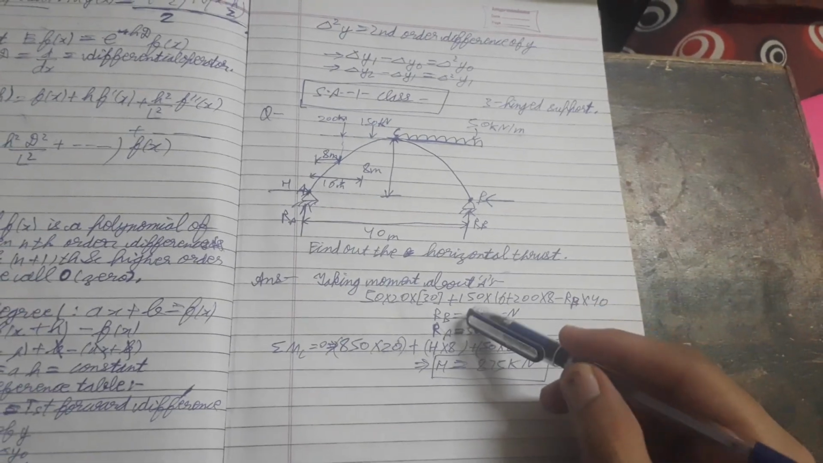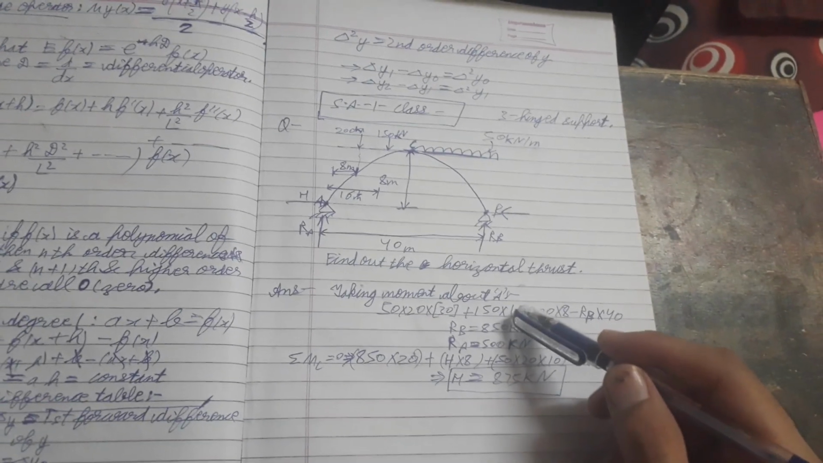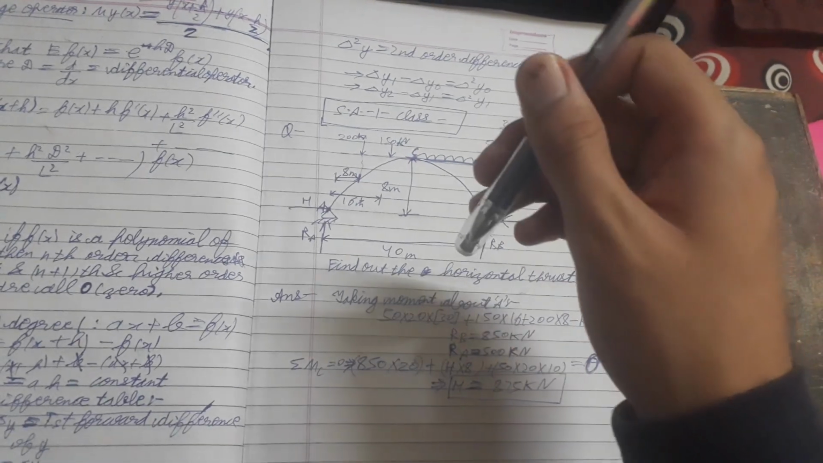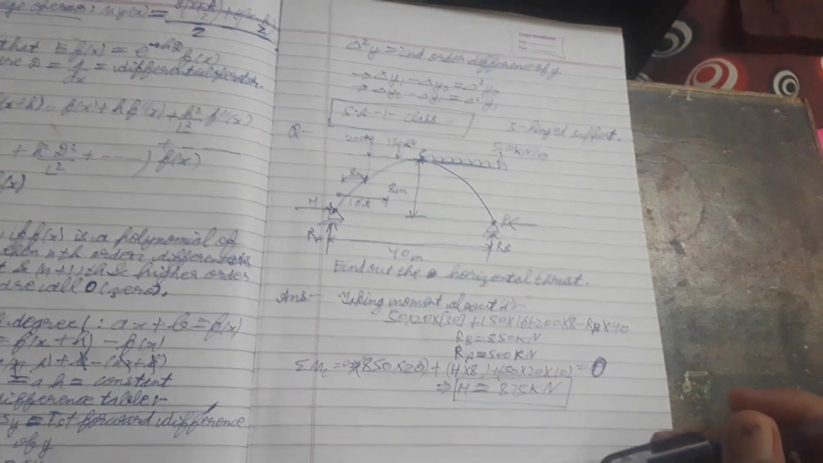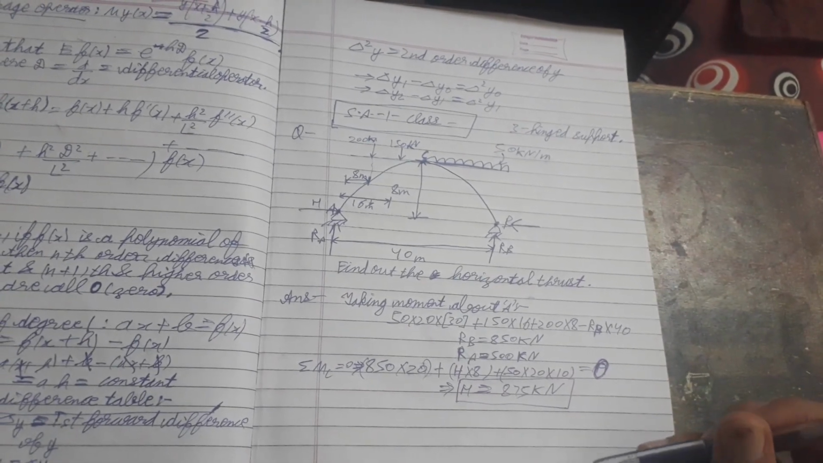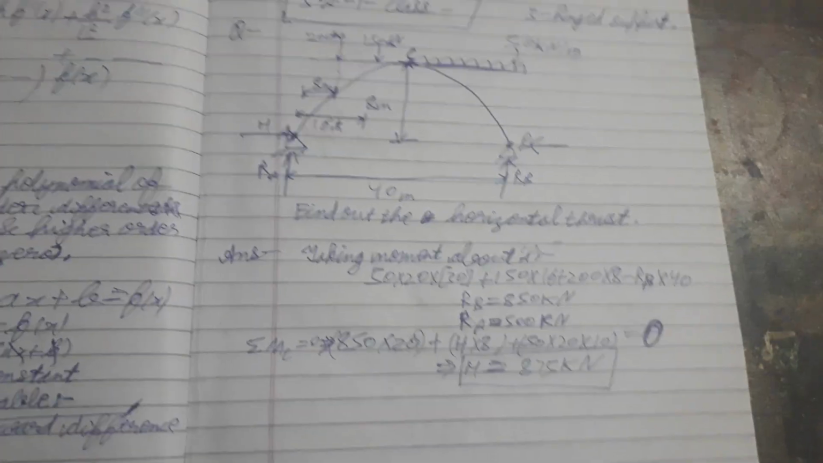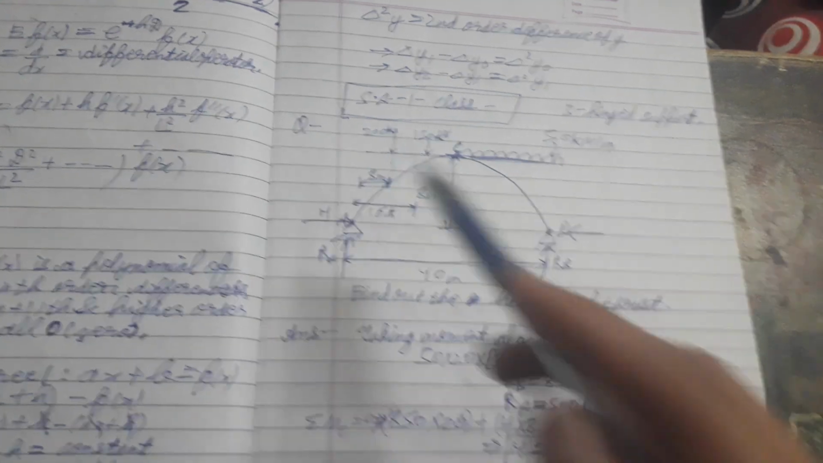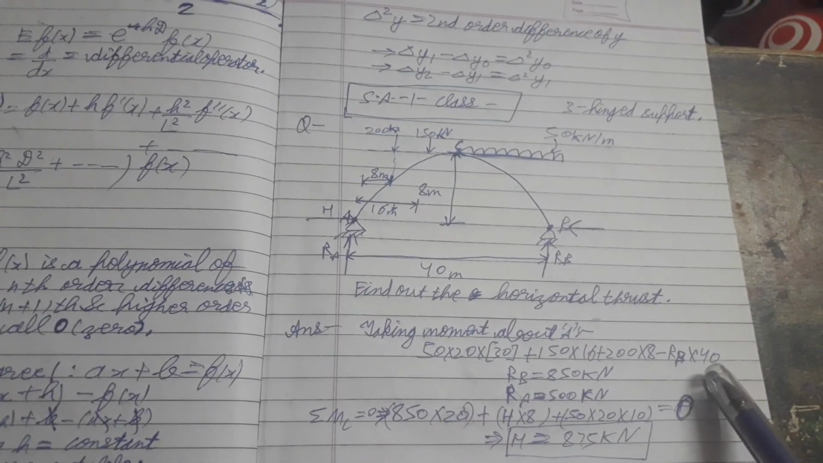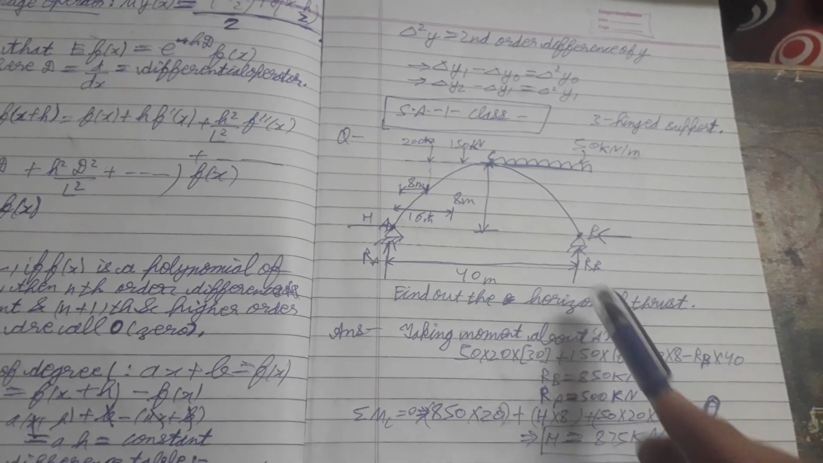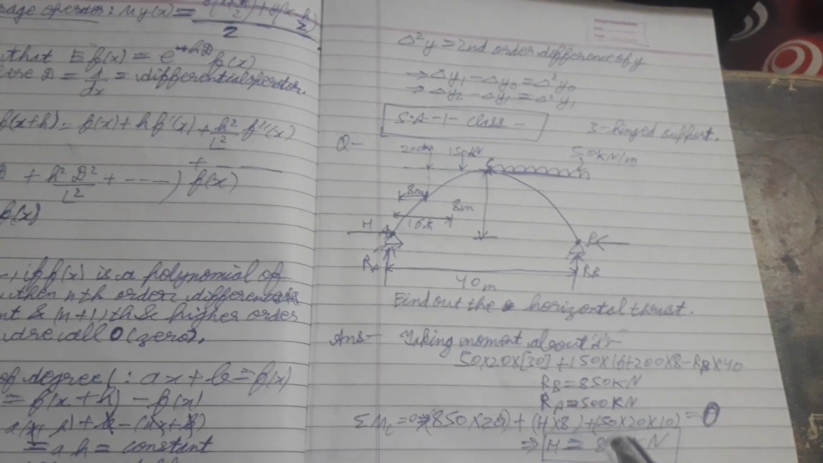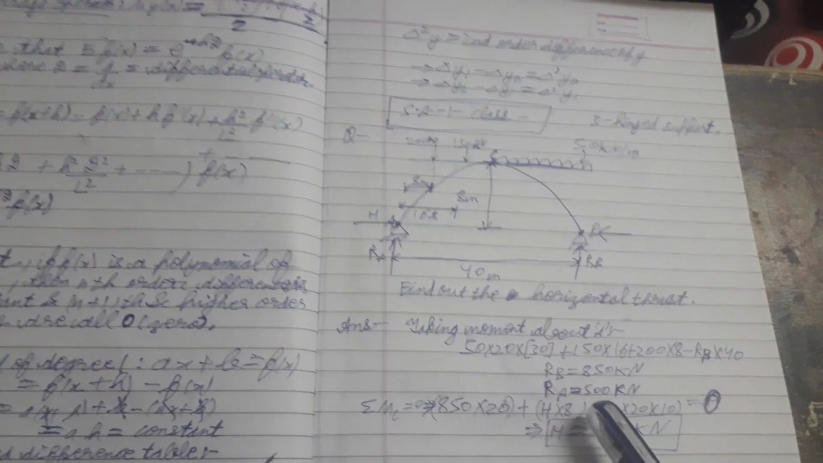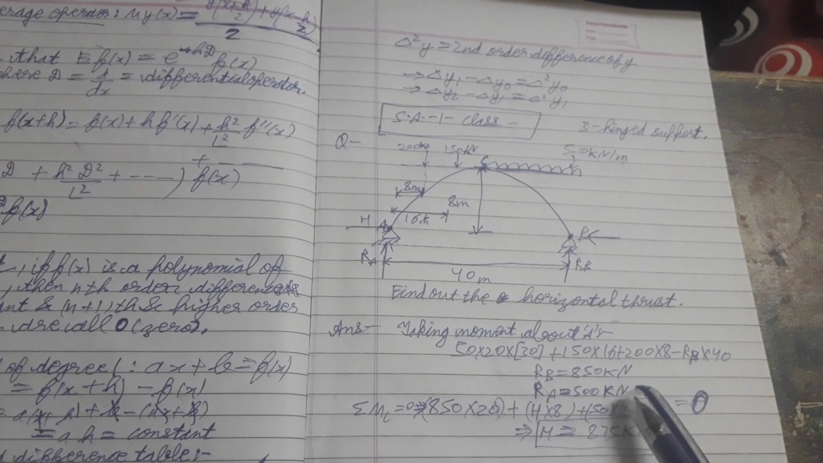Here, 150 into 16, this can be the concavity downward, plus 200 into 8. This 200 kN, this is 8 meter. Then minus RB into 40. Then RB is equal to 850 kN, RA is equal to 500 kN.